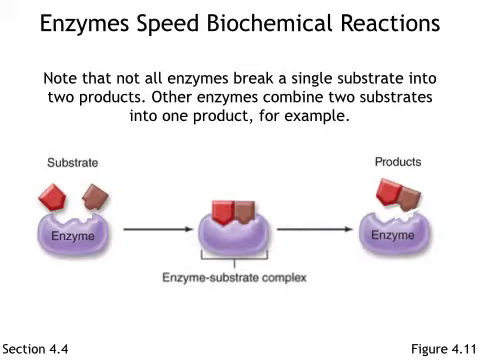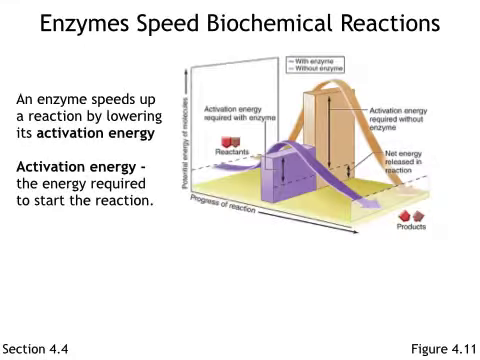So not all enzymes break a single substrate into two products. Other enzymes combine two substrates into one product, for example. Here's the picture of that, right? So those two substrates are brought into one product by the use of an enzyme. And again, the way that an enzyme can speed up a chemical reaction is by lowering its activation energy. And the activation energy is the energy required to start the reaction.